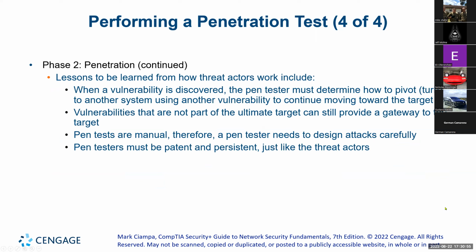The lessons to be learned from how threat actors work include: when a vulnerability is discovered, pen testers must determine how to pivot, or turn to another system using another vulnerability, to continue moving towards the target. Vulnerabilities that are not part of the ultimate target can still provide a gateway to the target. Pen tests are manual, therefore the pen tester needs to design attacks carefully. Pen testers must be patient and persistent, just like the threat actors.